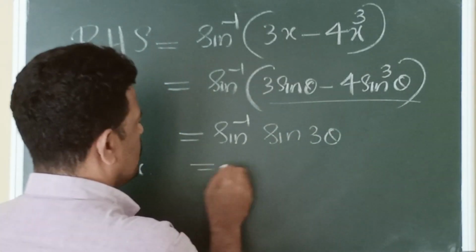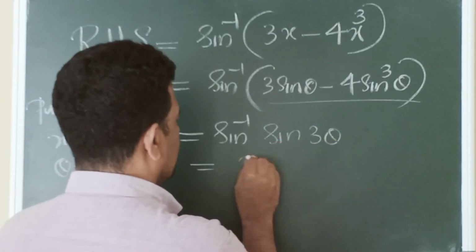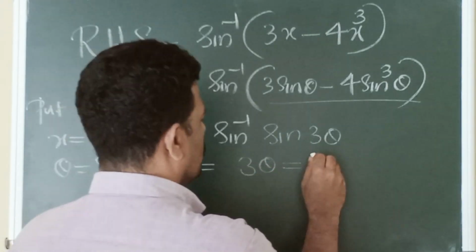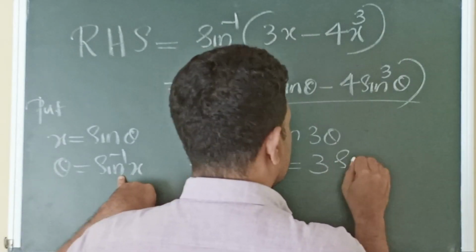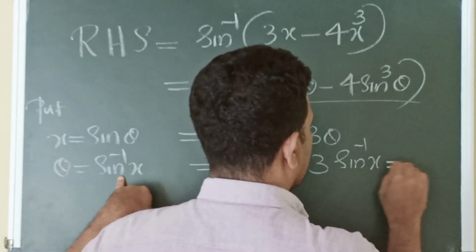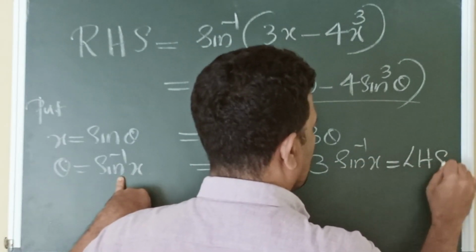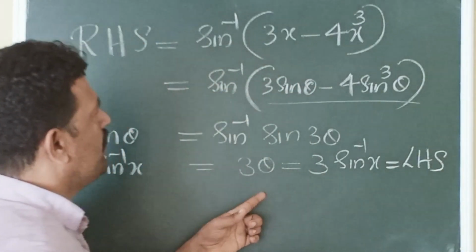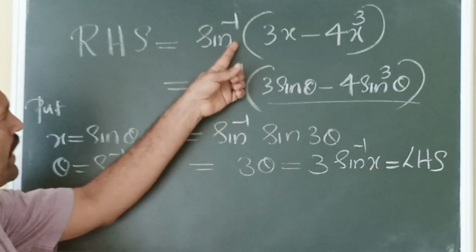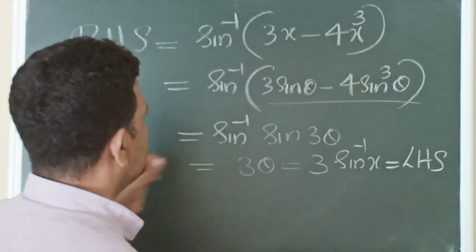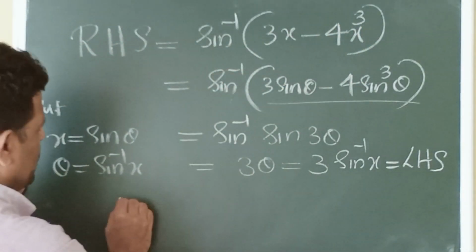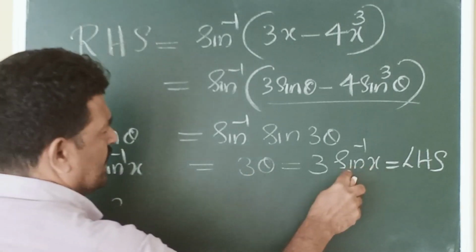Therefore, sin inverse of sin 3 theta is 3 theta. That is equal to 3 into theta, and theta is sin inverse x. Therefore, we get the left hand side. That is the proof. Here you have to remember, the right hand side is sin inverse of this, which means the left hand side is 3 sin inverse x.